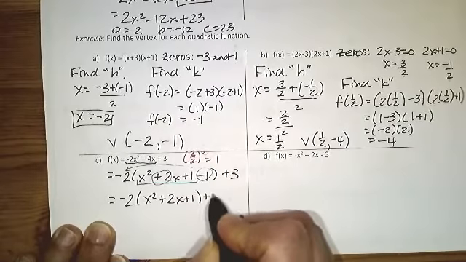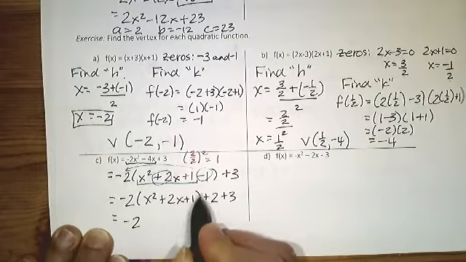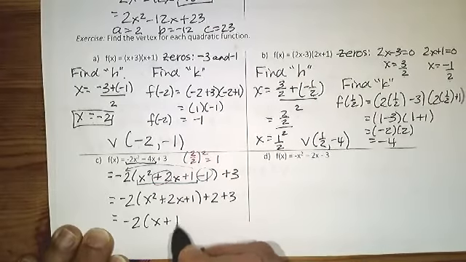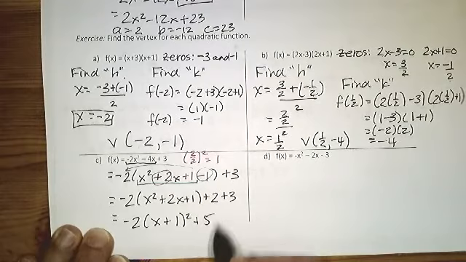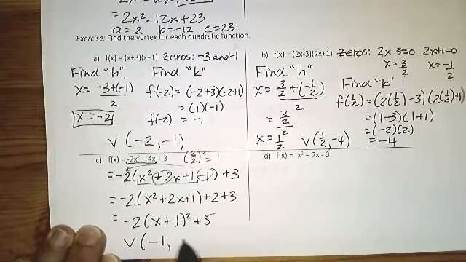So this would now be a +2. And then we need to write this as a squared. So it's the square root of the first term, the sign of the second term, square root of the last term, add 5. Then to state the vertex, it would be -1 and 5.